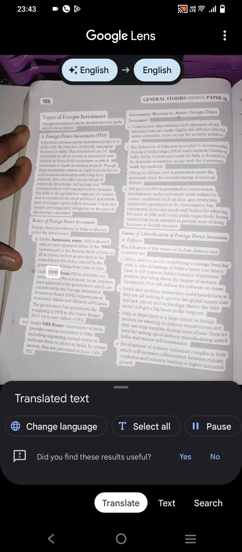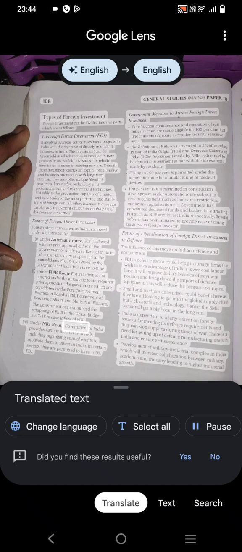Under FIPB route, FDI in activities not covered under the automatic route requires prior approval of the government, which are considered by the Foreign Investment Promotion Board, FIPB, Department of Economic Affairs and Ministry of Finance. The government has announced the scrapping of FIPB in the Union Budget 2017-18 to ease inflow of FDI.